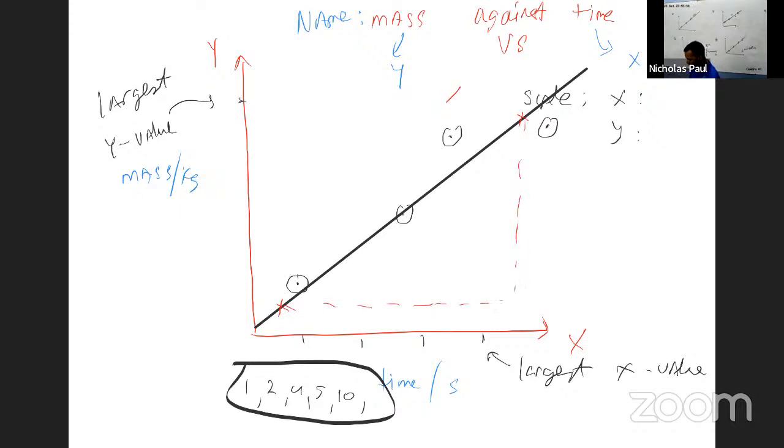This point will be x2, y2. This point down here will be x1, y1. And then you find gradient. Gradient is equal to y2 minus y1 over x2 minus x1. So your completed graph should look like what you have on top there.